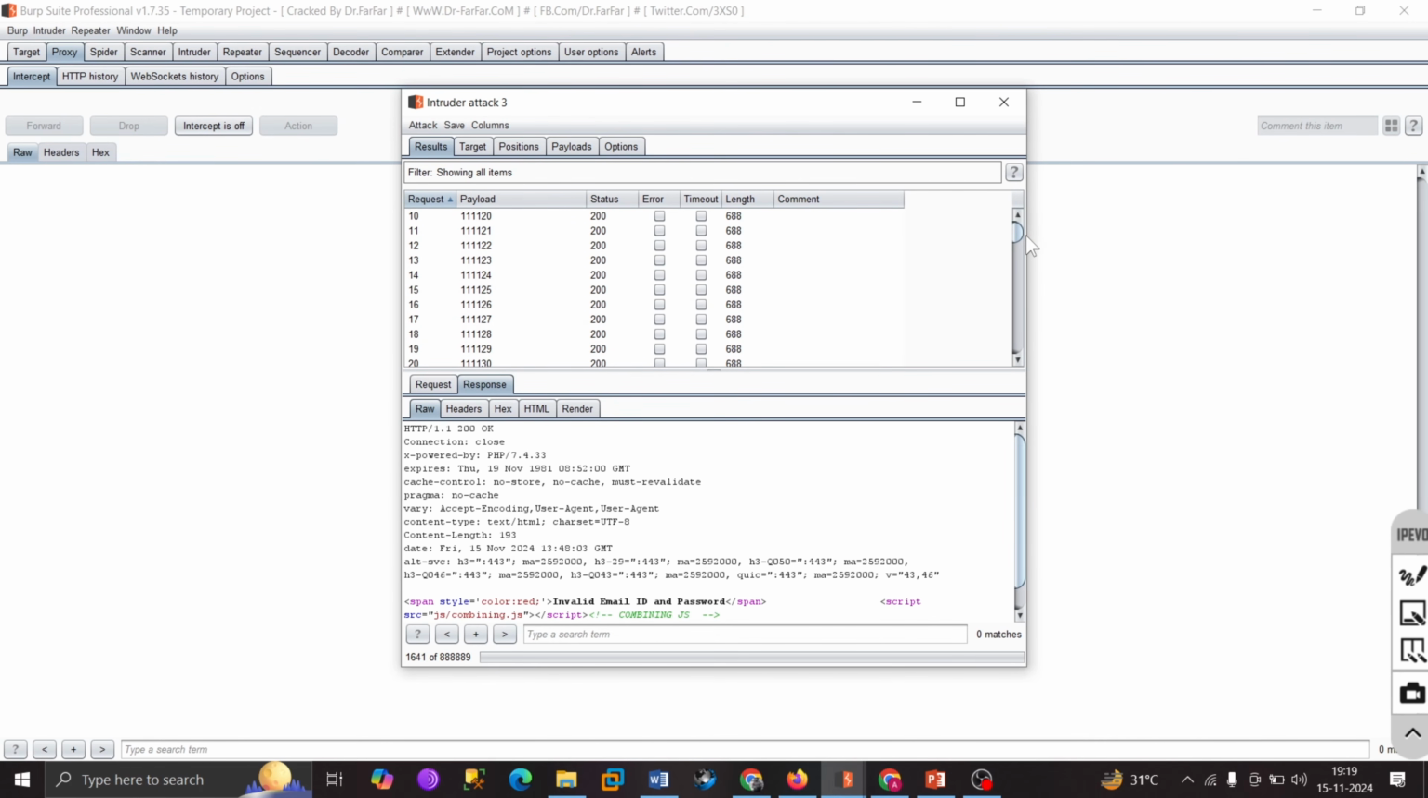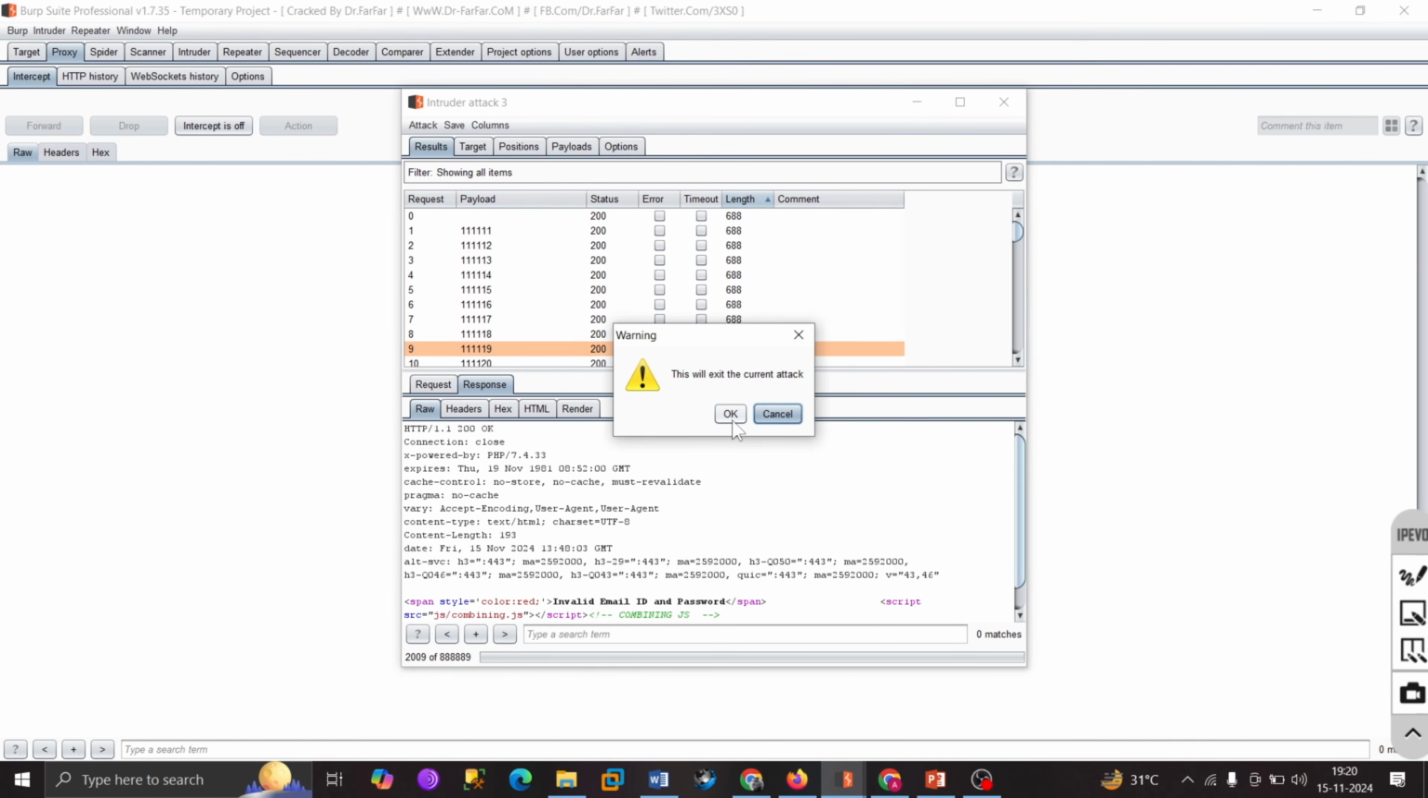It seems this website has implemented rate limiting. If the length had changed for the right credentials, we would have known that this is the right password, but it is not getting changed. But let me see whether this password is going to work or not, right? Just a moment. Let me cancel this.